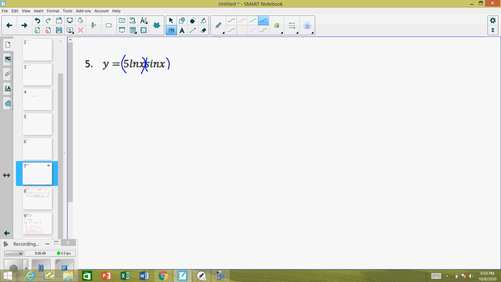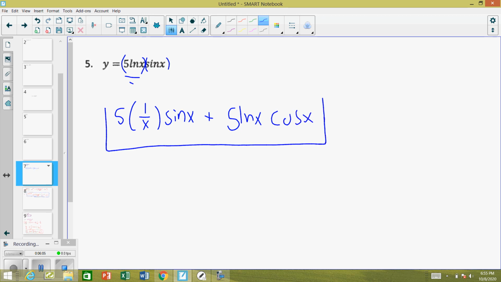So how we do this is we're going to do the derivative of the first, which is 5 times 1 over x, keep the second the same, plus keep the first the same, and the derivative of sine of x is cosine of x. That's it. I would leave it that way. Free response may simplify it a tiny little bit, but nothing too crazy.